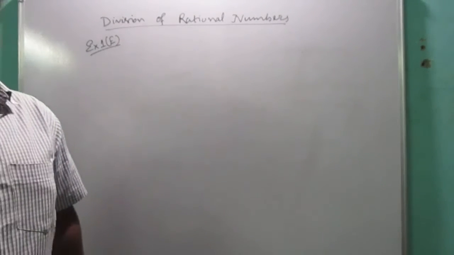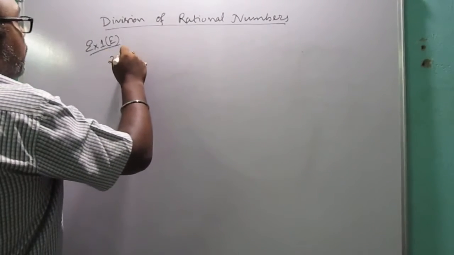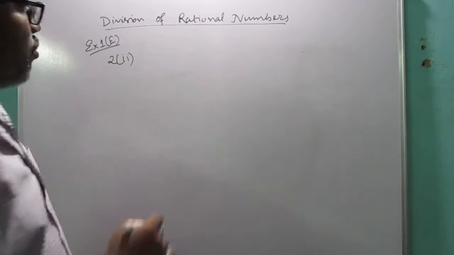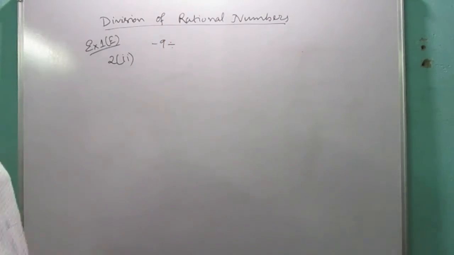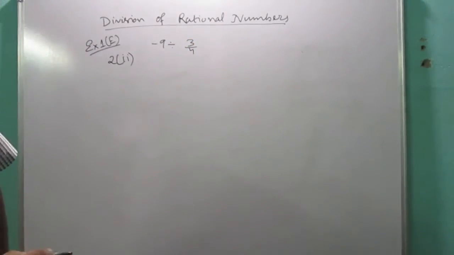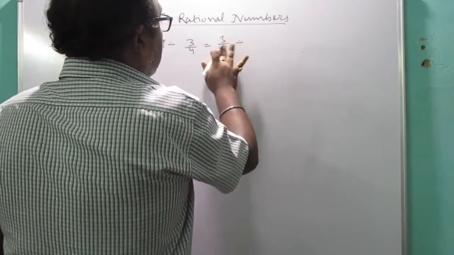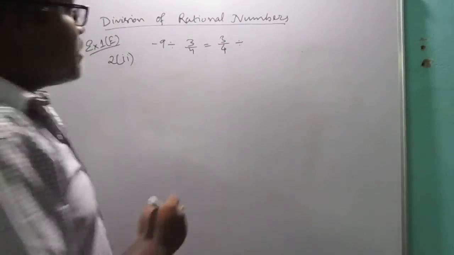So the next question is: verify whether the given statement is true or false. I will do this with 2 Roman 2. You have to prove whether the given statement is true or false. Minus 9 divided by 3 by 4 is equal to 3 by 4 divided by minus 9.